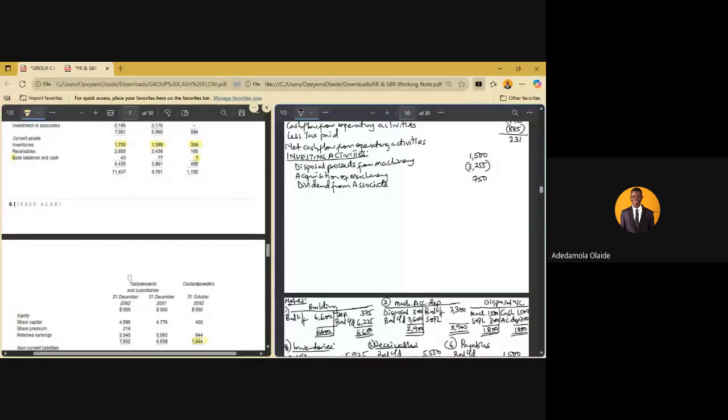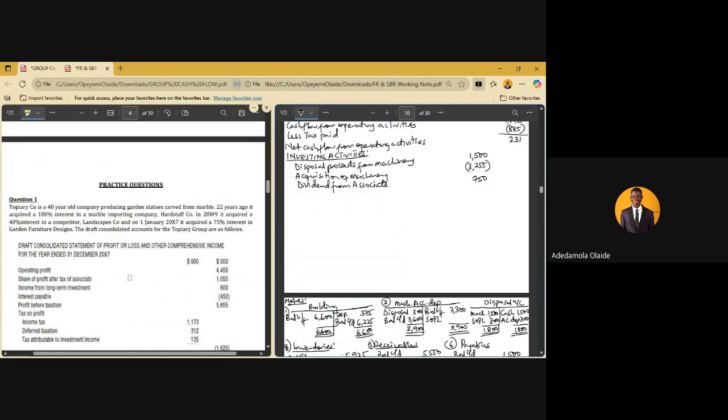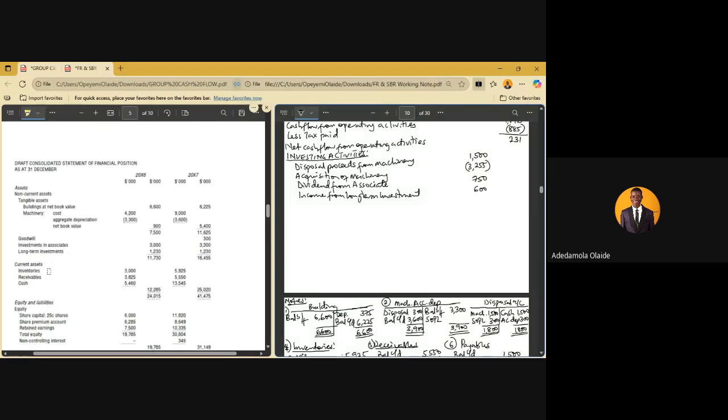Okay. So what do we have next? Investment income. We have income from long-term investments. $600 is an inflow. We look at here, investment did not change. So that means the income is the only thing we have from it. And if that's all we have there, what do we have as a net cash flow?